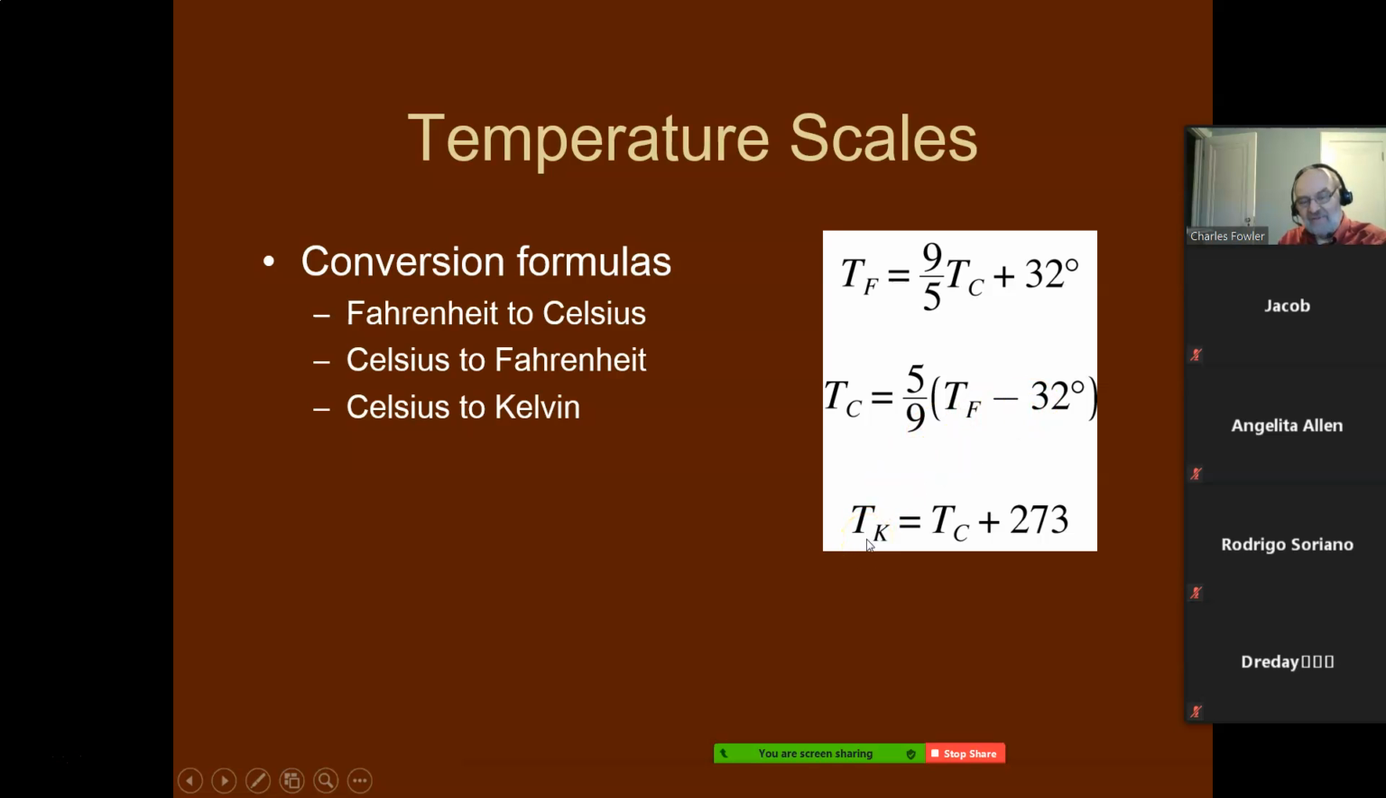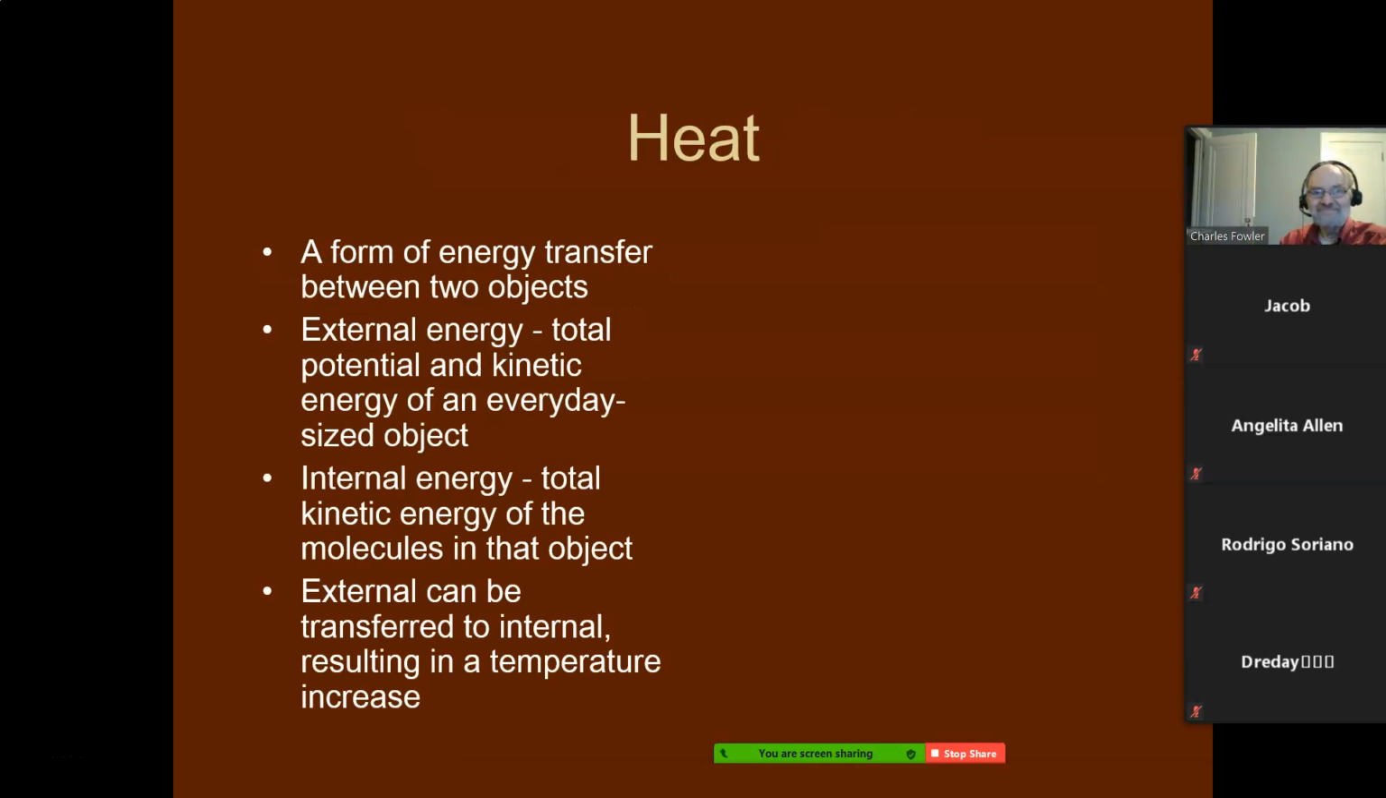For Kelvin, it's not degrees anymore, just Kelvin. Your degrees Celsius plus 273 gives you K. Not degrees K, K. Okay.